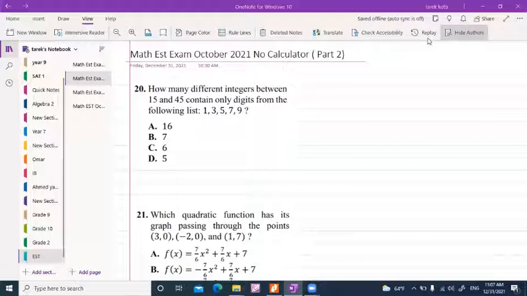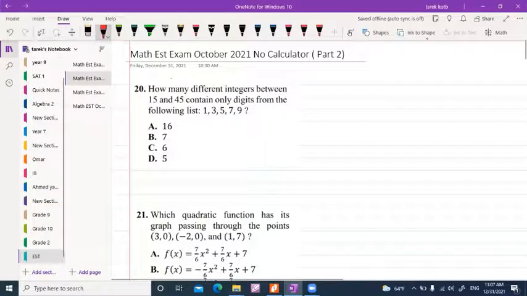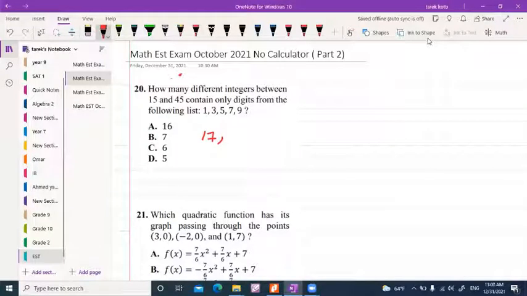Let's see how many. Alright, so I can consider 17 between 15 and 45, which includes numbers from this list, 1 and 7. Also 19, 31, because the 3 and 1 are here, 33, 35, 37, 39. 1, 2, 3, 4, 5, 6, 7. There are 7 numbers.